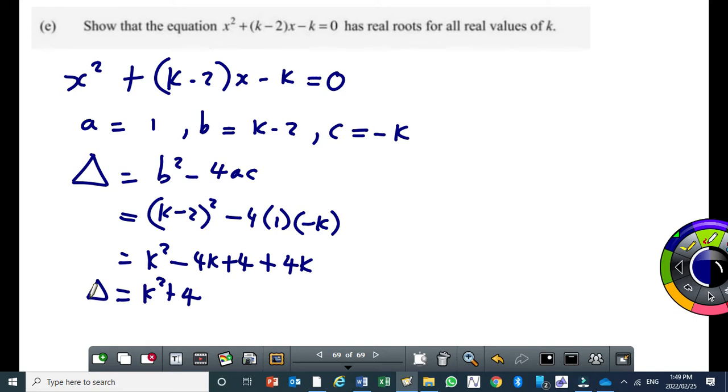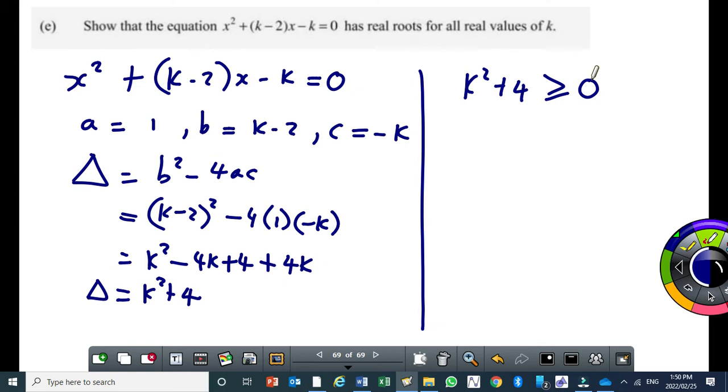Right, thank you. Then, since we want to show that for all values of k, the discriminant will make us have real roots, it means that we will say k squared plus 4 is greater than or equal to 0. Now, I want you to pay attention carefully. To be able to prove that for all values of k you get real roots, we need to incorporate the concept of completing the square.